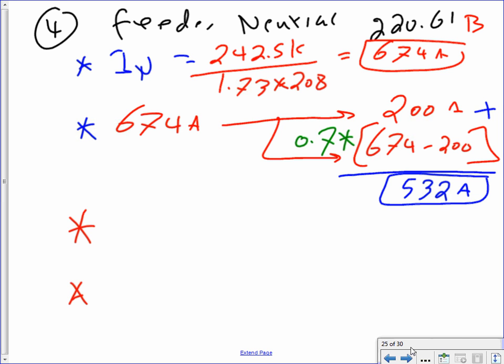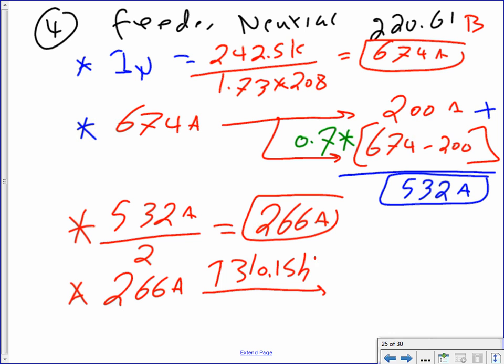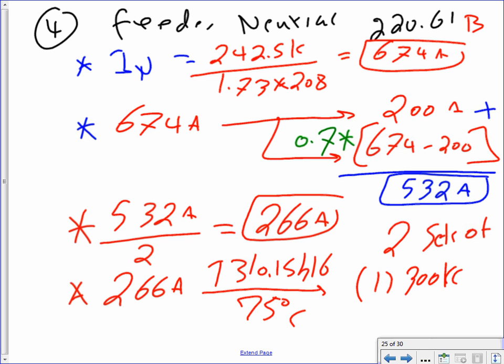Now, that's my neutral. Since then, I take the 532 amps divided by 2. Why divide by 2? I already, guys, paralleled 2 sets for the phases. I must parallel 2 sets for the neutral. That will give me 266 amps. Then you take your 266 amps, take them to table 310.15(B)(16), 75-degree column. And gentlemen and ladies, it'll give you 2 sets of 1 conductor at 300 kcmil THHN.